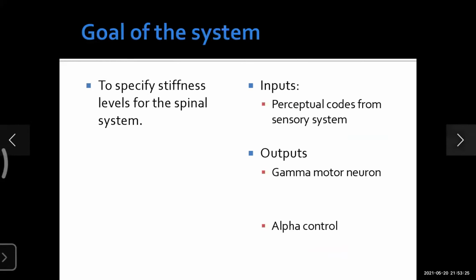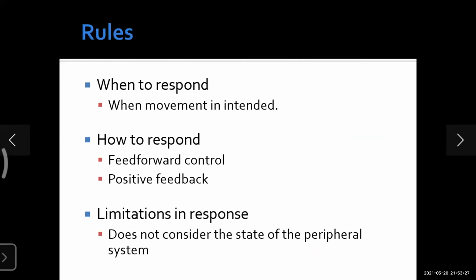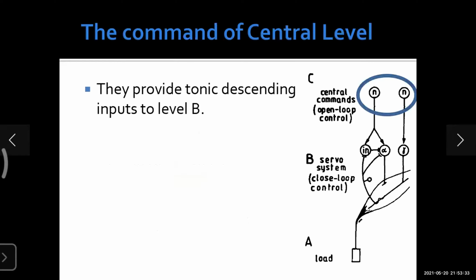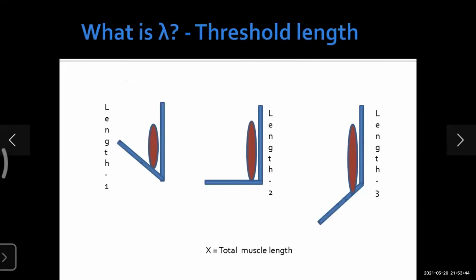Level C is the central command. The brain gives the command. Now, the brain doesn't give the command to the muscle. It just gives the command to the second level. They are providing tonic descending inputs, which means continuous inputs to level B.